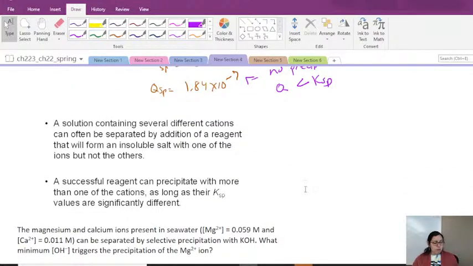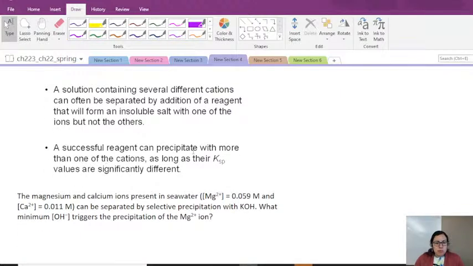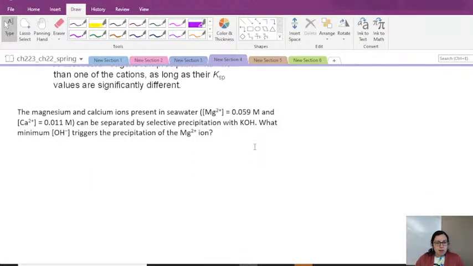So now let's see how we might use solubility techniques to separate out mixtures. So a solution that contains several different cations can be separated by adding a reagent that forms an insoluble salt with one of the ions but not the others. And a successful reagent can precipitate with more than one of the cations as long as their KSP values are different. And so let's see how this would work. And so this is a good purification technique.